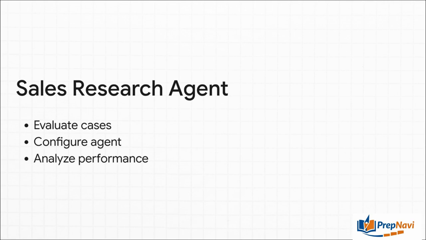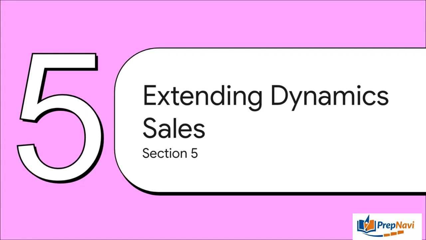To pull that off, you use a third distinct agent, the sales research agent. The exam is going to test if you can evaluate use cases for this agent, correctly configure it, and analyze sales performance using the research canvas. You really need to understand how these different agents talk to each other to give sellers the full 360-degree picture of a deal. Next up, Section 5.